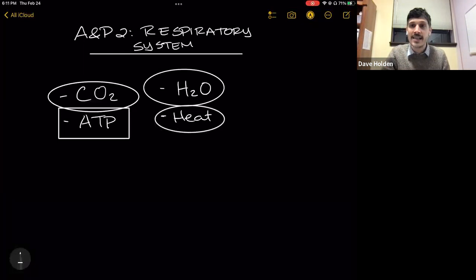The last thing we produce is heat, and that is how we are able to maintain an internal body temperature of 98.6 degrees Fahrenheit. That's where the body heat comes from: these little chemical explosions happening in the mitochondria in every cell of every part of your body all the time, forever.